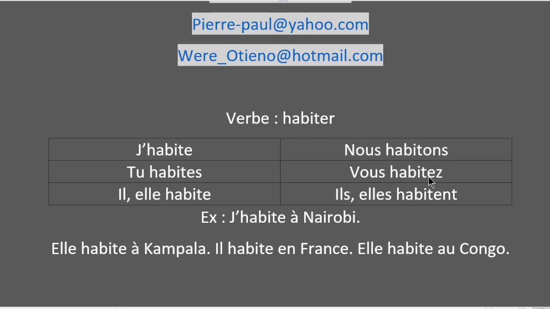Then for vous, you replace it with EZ. And for the third person plural, you replace with ENT. So many of the verbs that end with ER would have this kind of conjugation. But it's not all of them because there are exceptions. Let's read them fast. J'habite, tu habites, il habite, elle habite, nous habitons, vous habitez, ils habitent, elles habitent.